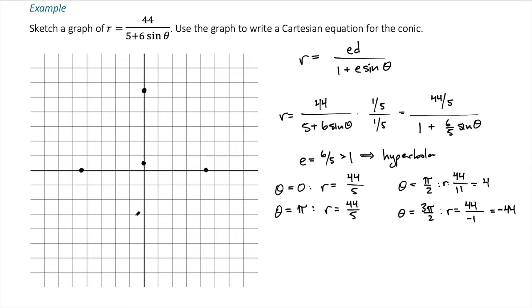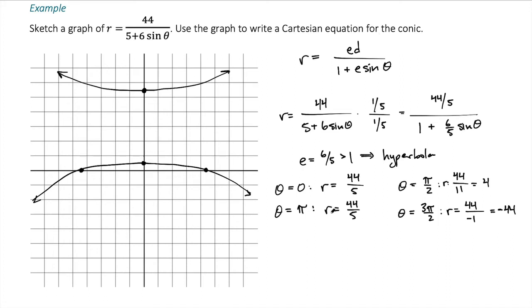Okay, and in this form for a conic, we know that our curve will always be wrapping around the origin because the origin is a focus. And so we get something that looks something like this. And of course it's going to look similar up here. Okay, there's our hyperbola. It's not super important that it looks nice here. What we're trying to do is use the graph to write a Cartesian equation for the conic.